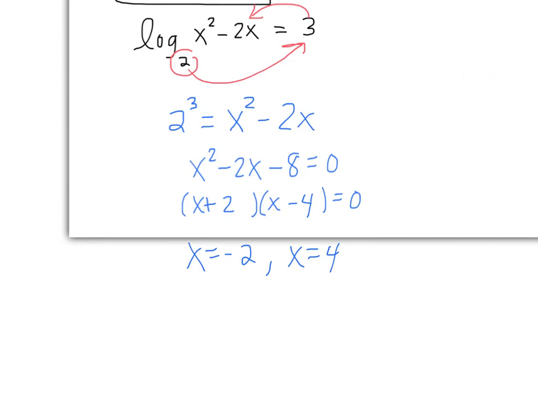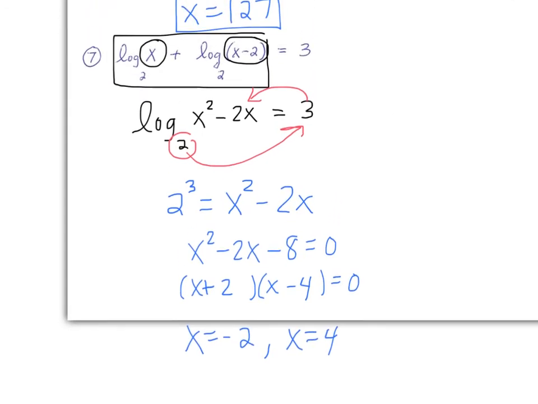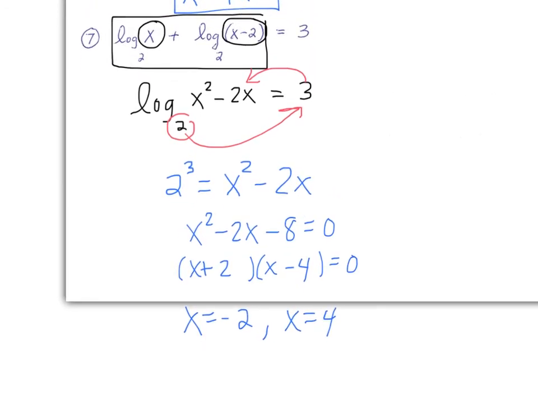But again, you have to go back to your original equation and make sure we're not taking the log of 0 or a negative number. So if you plug in negative 2, notice that it's going to be a problem in the first part, right, where you have the log of x. So this one gets rejected. And then 4, if you plug that in, that is okay.